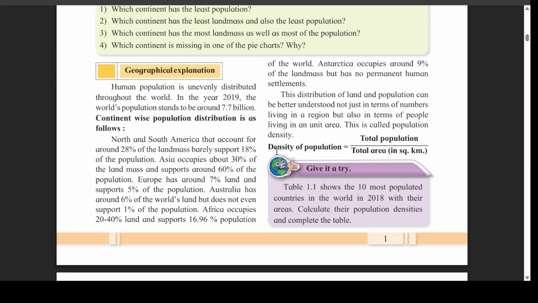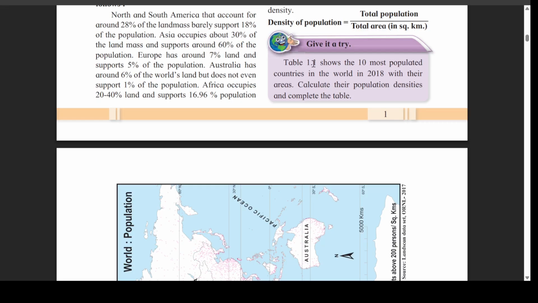This distribution of land and population can be better understood not just in terms of the number living in a region but also in terms of people living in a unit area. This is called population density. Density of population is equal to total population upon total area in square kilometers. Table 1.1 shows the 10 most populated countries in the world in 2018 with their areas. Calculate their population densities and complete the table.